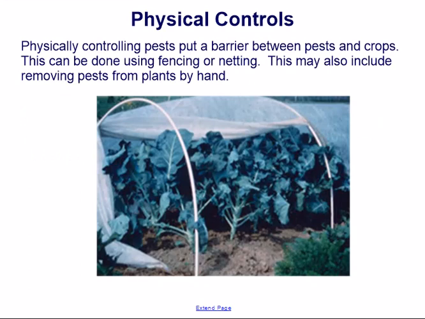Physical controls. Physically controlling pests puts a barrier between pests and crops. This can be done using fencing or netting. This may also include removing pests from plants by hand.